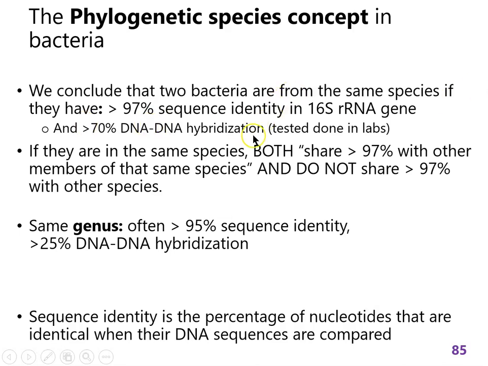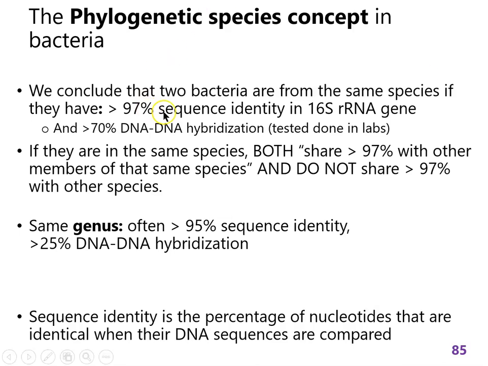So what that means is, well, sequence identity is the percentage of nucleotides that are identical between them. So if you go back to the phylogeny slides and you saw that example I gave of building a phylogenetic tree, sequence identity would have been the percentage of identical bases when you compare any two of those sequences. And so if two different bacteria have more than 97% sequence identity in their 16S ribosomal RNA genes, we say they are the same species.